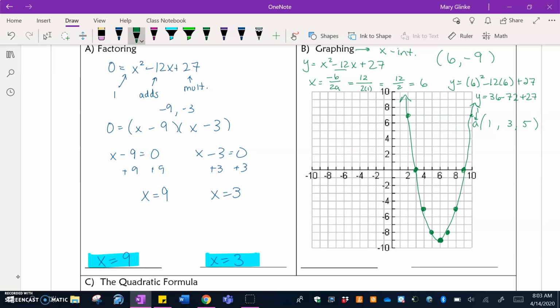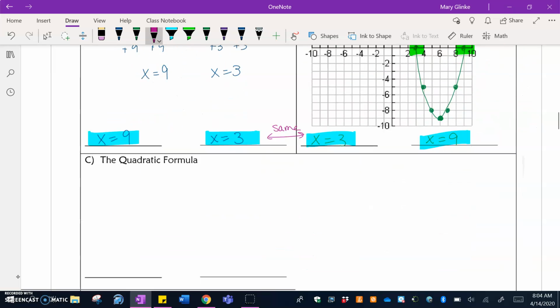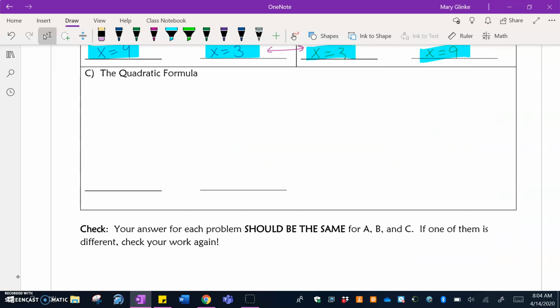And so for graphing, once again, we're looking for our x-intercepts. So our graph crosses the x-axis at two nice spots. Those are x equals 3 and x equals 9. So those are the zeros for that quadratic function. And notice, they are the exact same as the part in A because it is the same problem. It's just a different way of solving it. So now we are going to use that same equation and we are going to do the quadratic formula.